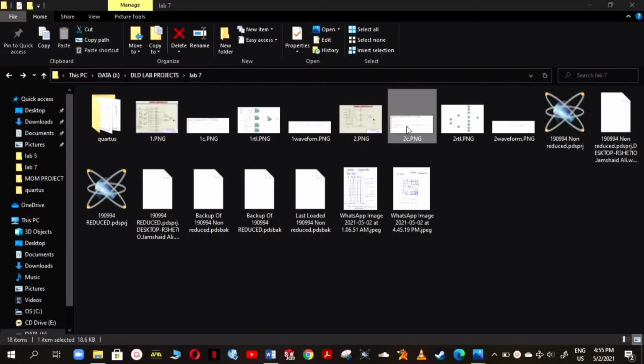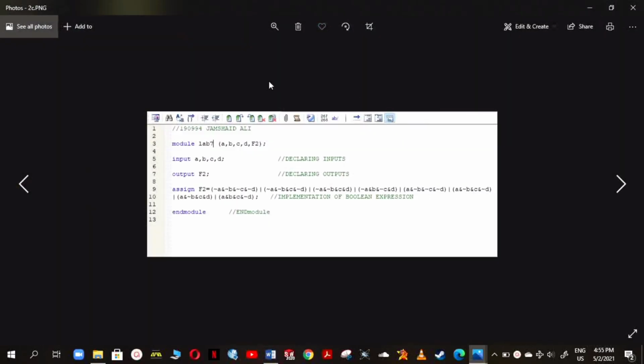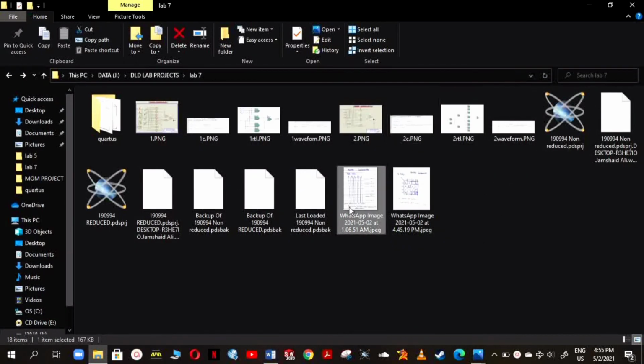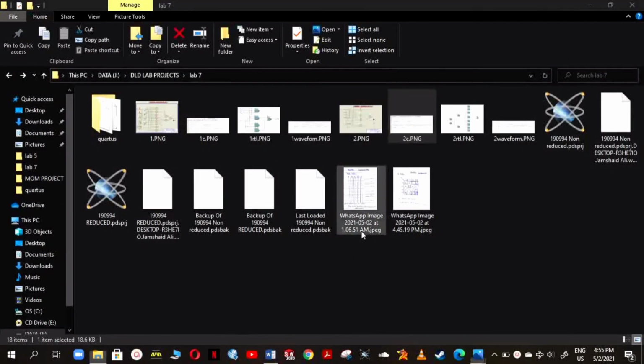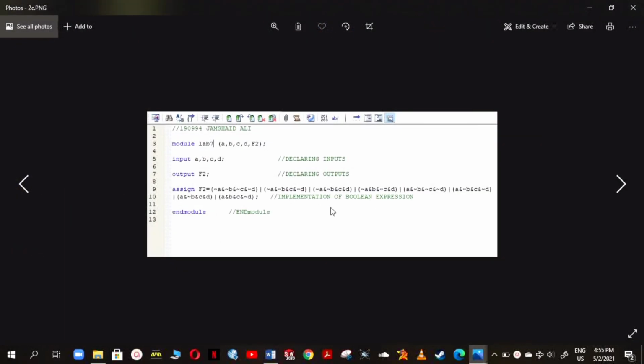Now you can see here, this is our code for the non-reduced form of the Boolean expressions which I got from our truth table. First of all I declared all the inputs and outputs, and then defined all the inputs and outputs, and then assigned the equation which I got from the truth table. You can see this equation I wrote in Verilog HDL code here. After it we ended the module and then ran our circuit.